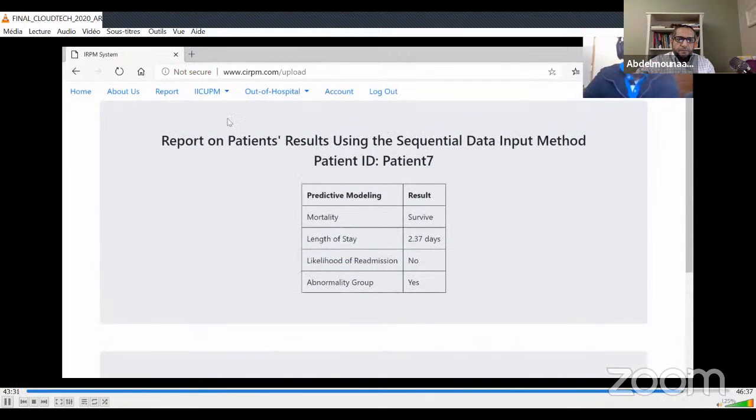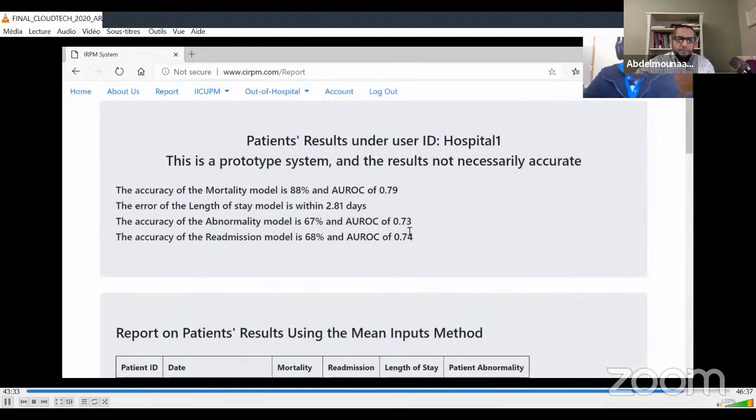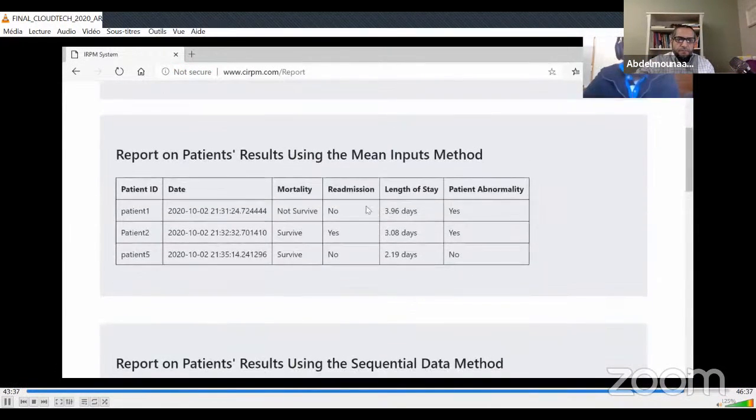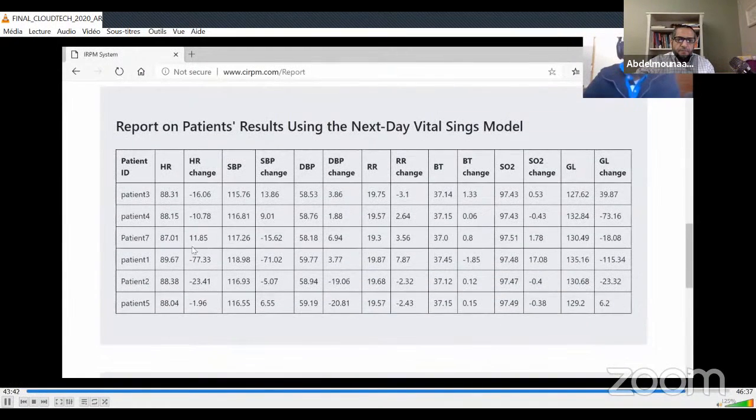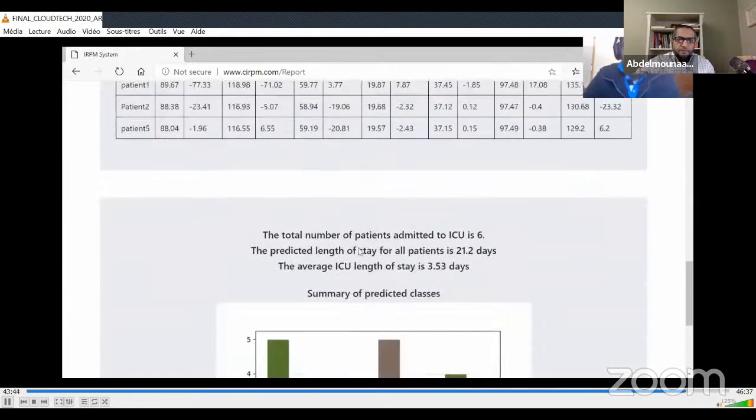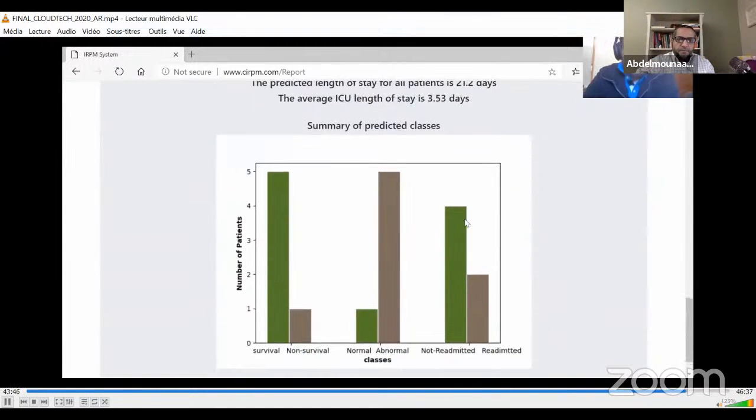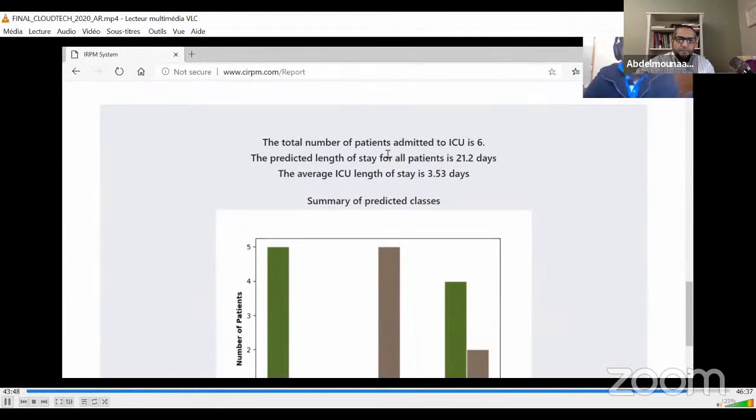Now, if you go to the report, this is for the hospital one, so you can see all the results, all the records for the patients. Also, you can see a summary. The number of patients admitted to the ICU is 66. The total predicted length of stay for the entire group is 24, which means the average length of stay is 3.6.